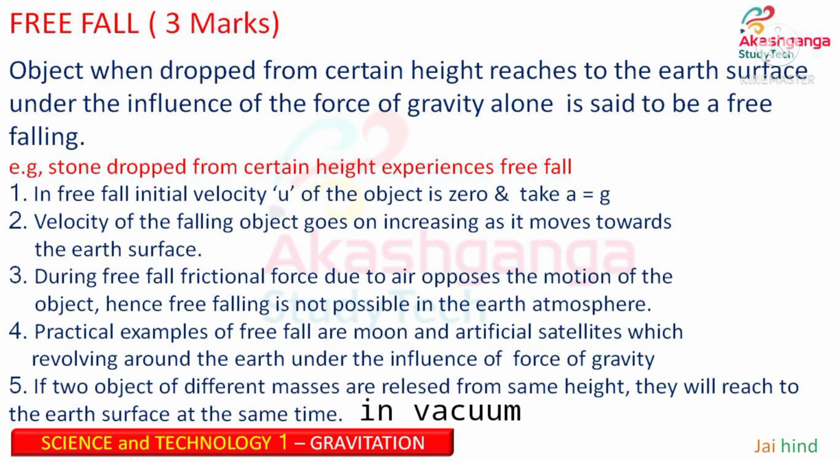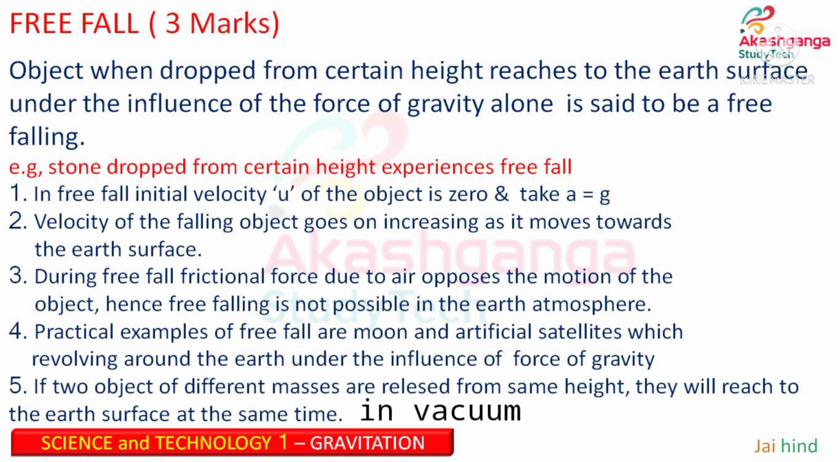And point 5 is that if objects of different masses are dropped from the same height or released from the same height, then they will reach the surface of the earth at the same time, irrespective of the masses of the objects. If the objects are dropped in the vacuum, then definitely both the objects, irrespective of their masses, will reach the surface of the earth at the same time. That is called free falling.